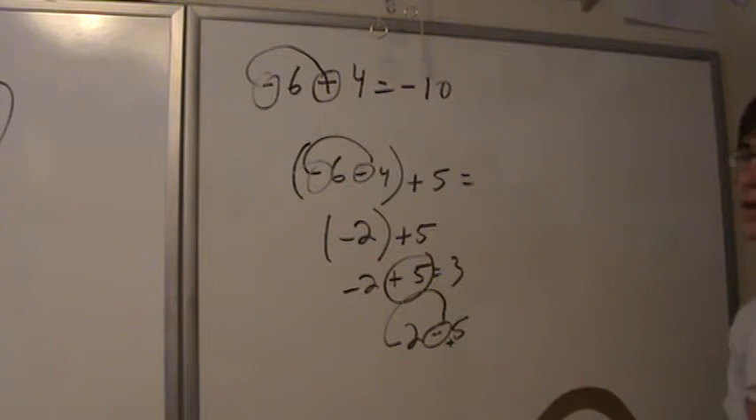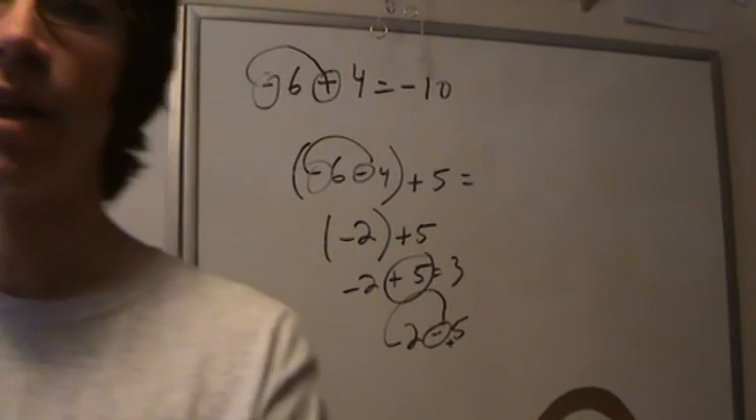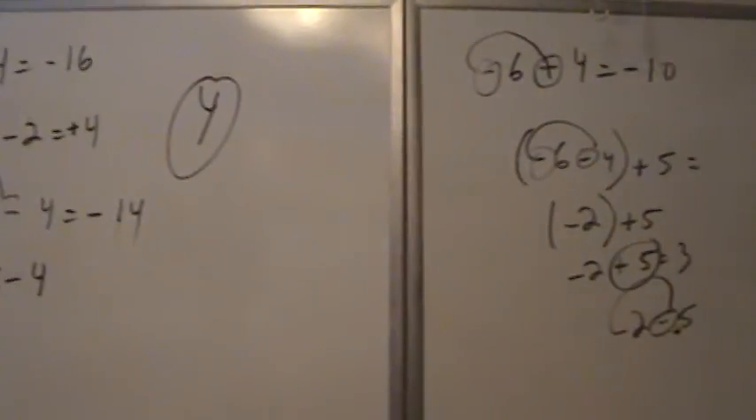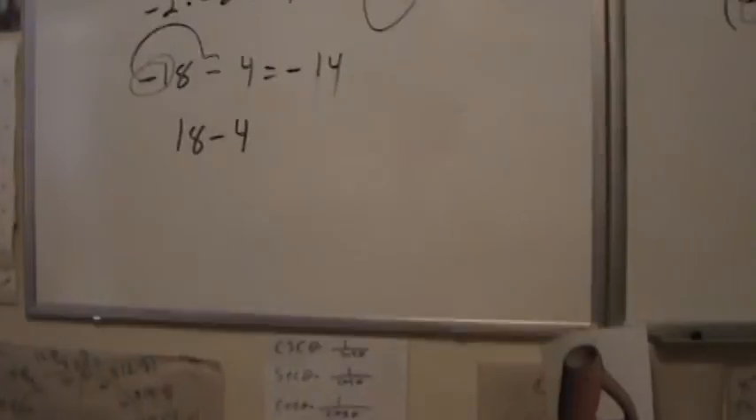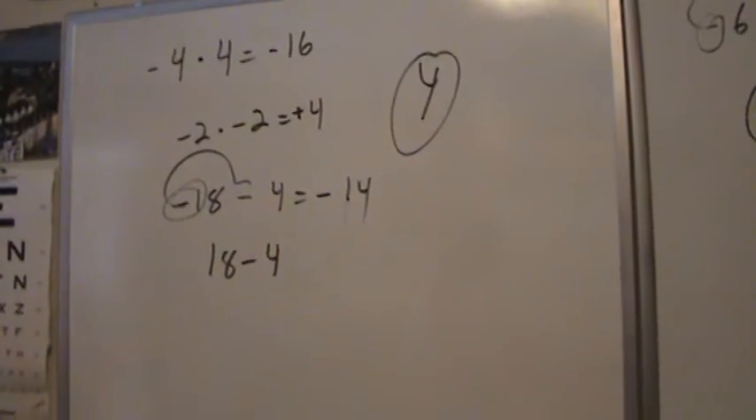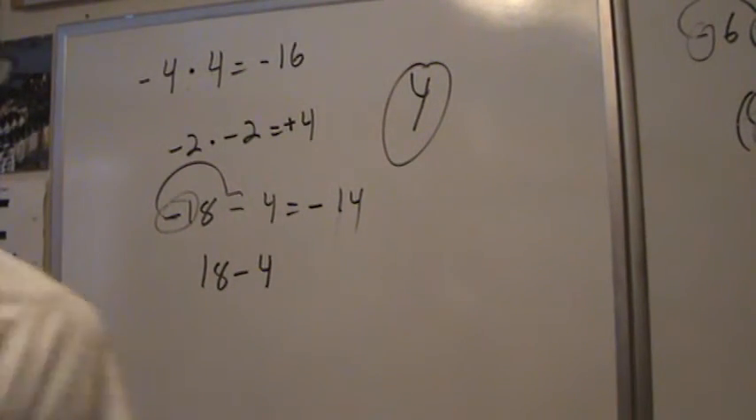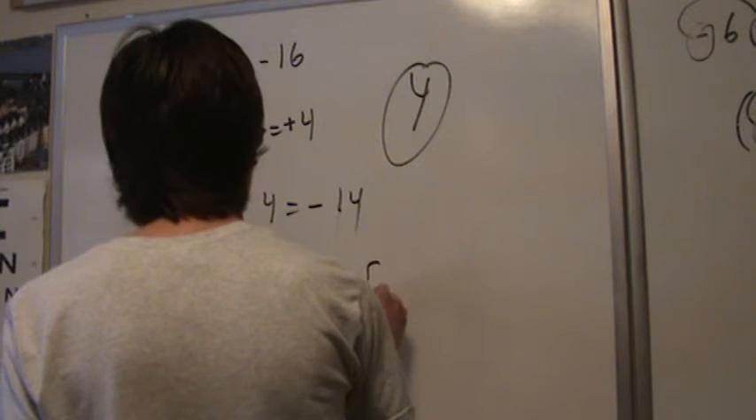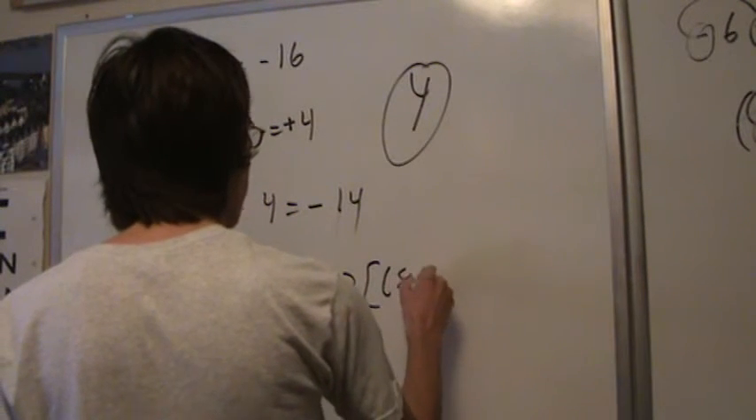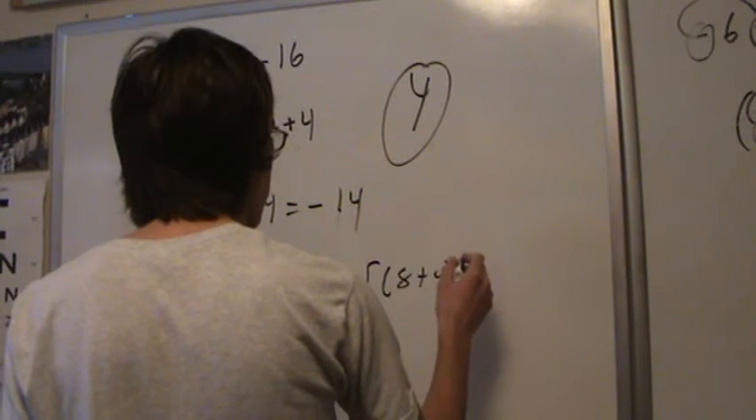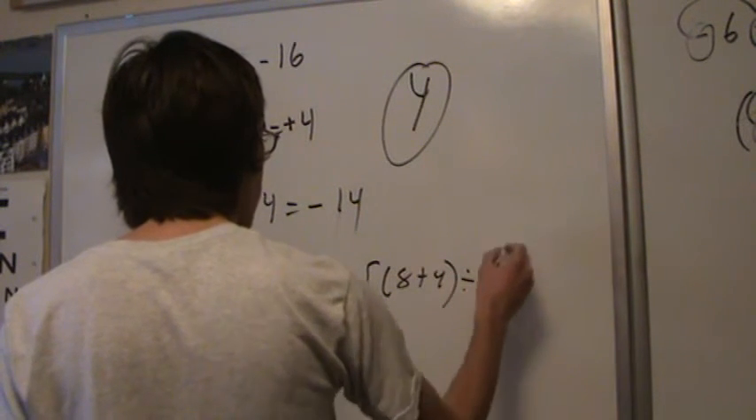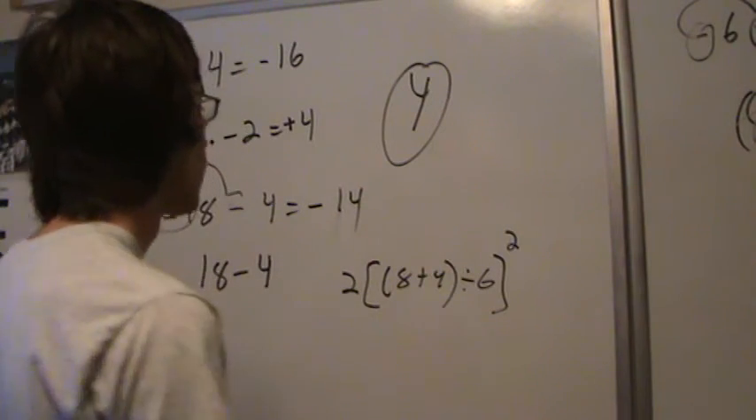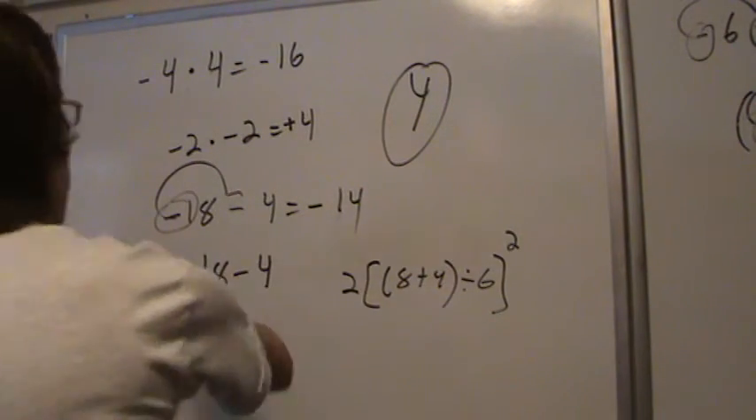Alright. Now I'm going to show you one that you will never get. I promise. Oh, I'm kind of running out of time, ain't I? Okay. So what happens if they give you something like this? They do 2 and then 8 plus 4. Okay, they give you that monster.